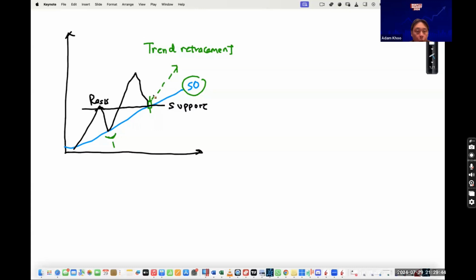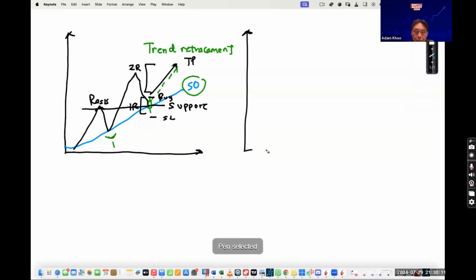Then where do I buy? I'll buy there. I'll put my stop loss somewhere here. So this is my 1R distance. Then I'll take profit somewhere here at 2R. So that is the trend retracement entry.